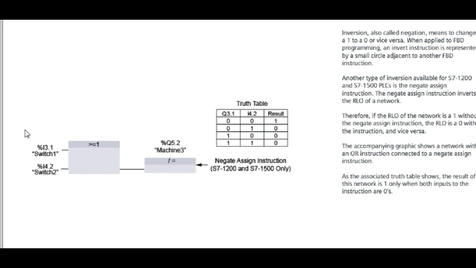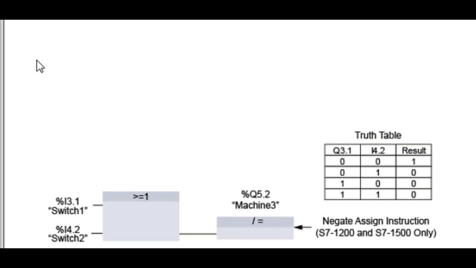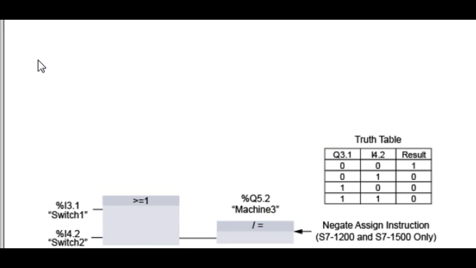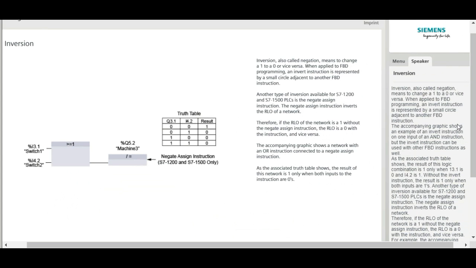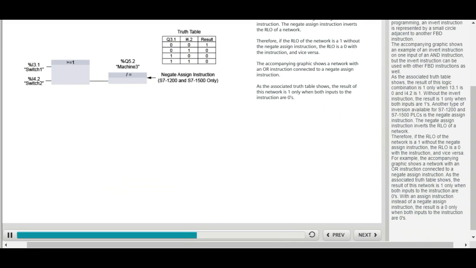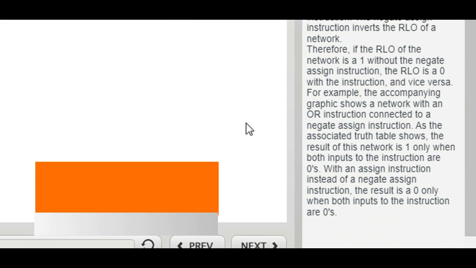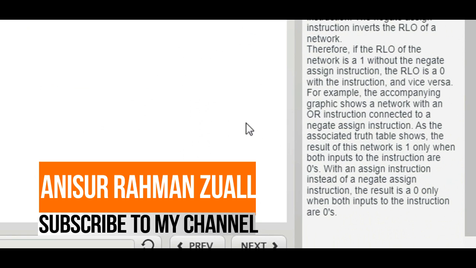Another type of inversion available for S7-1200 and S7-1500 PLCs is the negate assign instruction. The negate assign instruction inverts the RLO of a network. Therefore, if the RLO of the network is a 1 without the negate assign instruction, the RLO is a 0 with the instruction and vice versa.